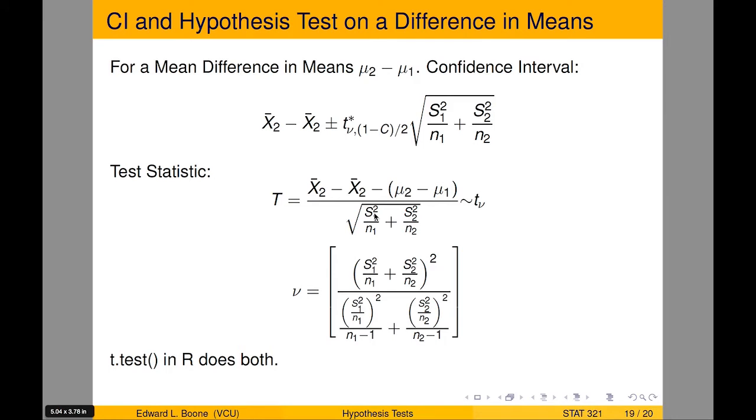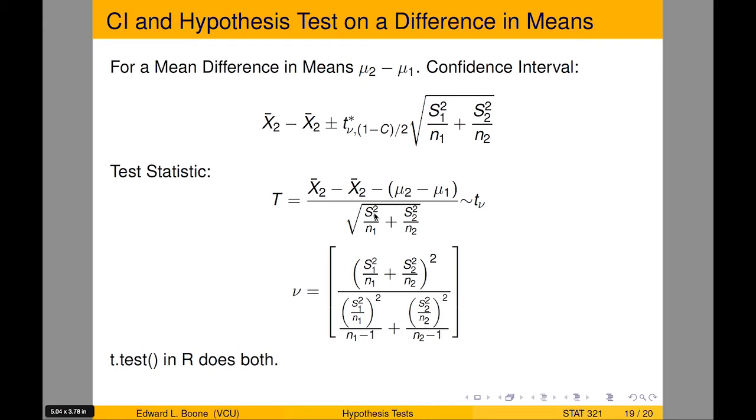So we have two groups, two populations. Before, we had just a difference among the same people. This is two different groups of people. So we have population 1 and population 2. We have mu1 for population 1 and mu2 for population 2.